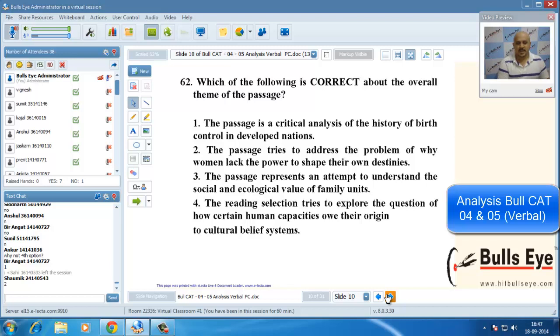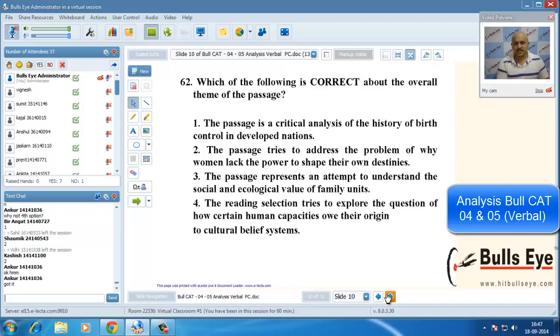62. Ankur, in the last question, there was a word, purposefully non-ignorant. So that word actually made that option incorrect. So that word purposely, that actually was the problem in option number 4 in question number 61.